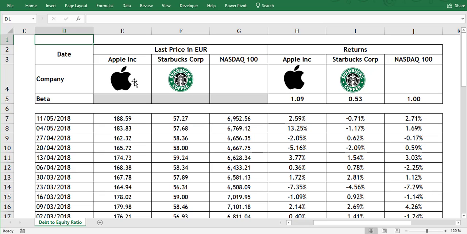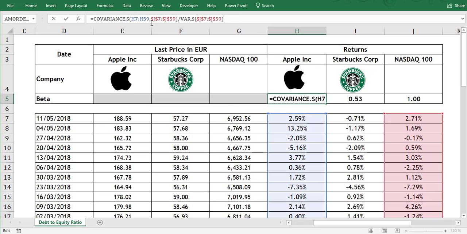Here you have the example of Apple and Starbucks, and the market will be represented with the index Nasdaq 100. And here are the betas. You can see that the formula is the covariance between Apple and Nasdaq 100 divided by the variance of the Nasdaq. And the result here shows that Apple is riskier than Starbucks and riskier than the market as a whole.